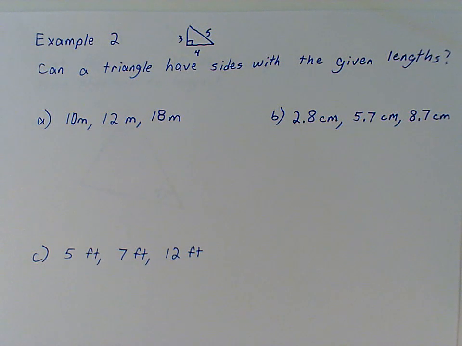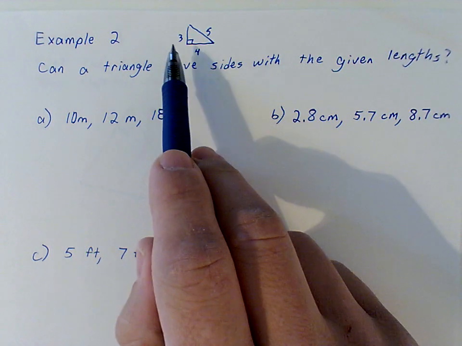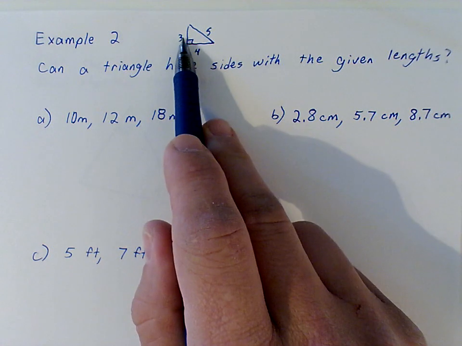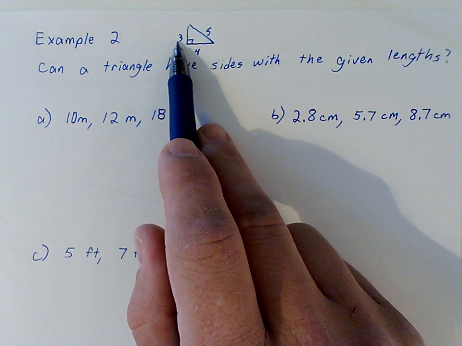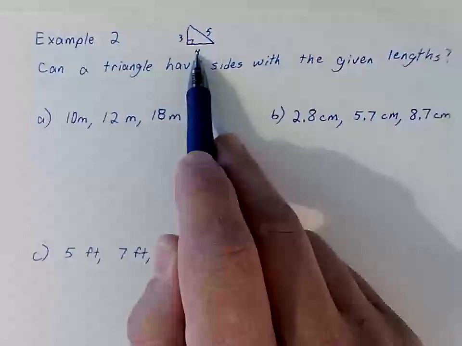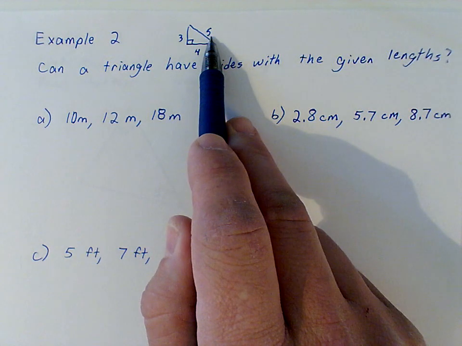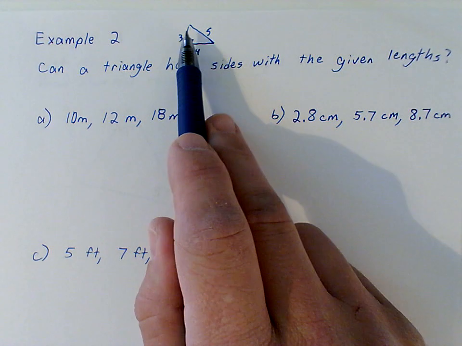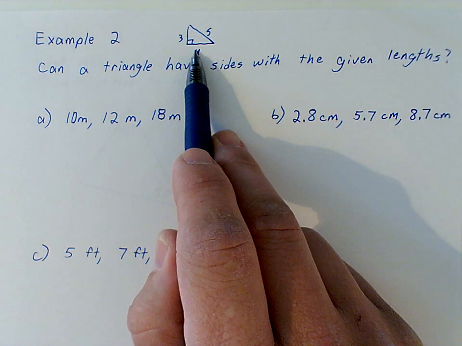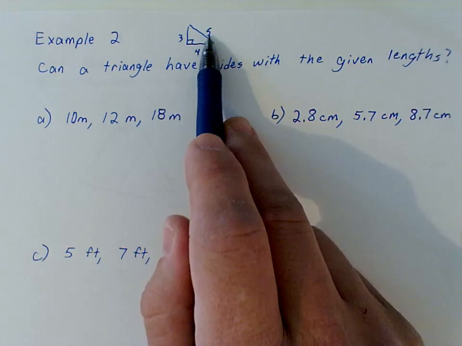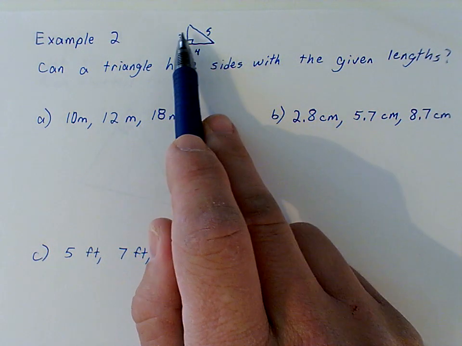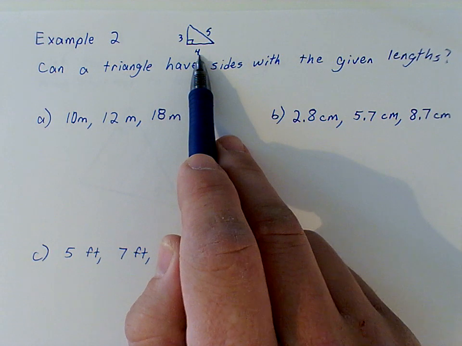All right, so on example 2, we're going to look at a different concept. The basic idea is that any triangle you've ever dealt with has had to follow this simple rule: if you add any two sides, they have to be greater than, not equal to, not less than, greater than the third side. So if I had 3 plus 4, that would be 7, which is greater than 5. 5 plus 4 is 9, which is greater than 3. 5 plus 3 is 8, which is greater than 4.